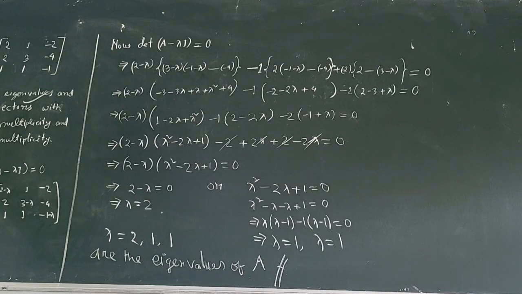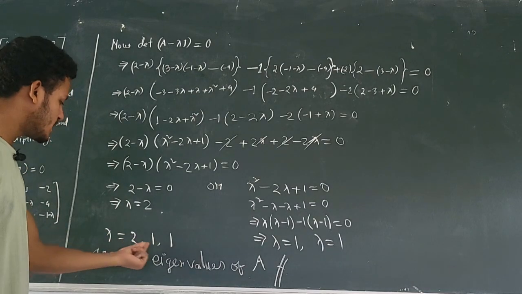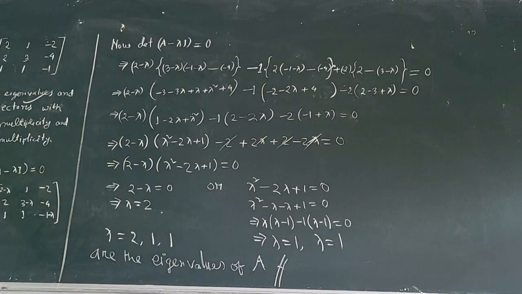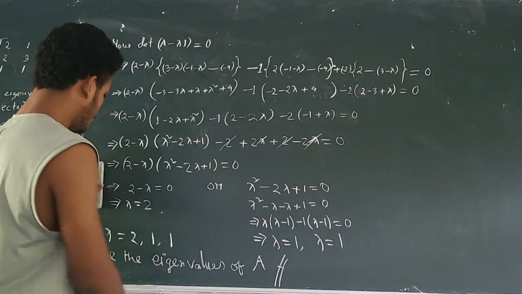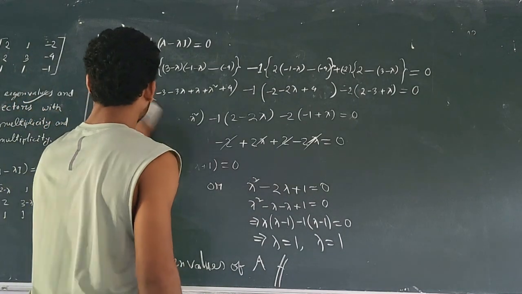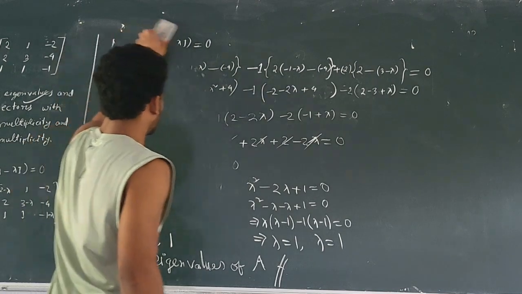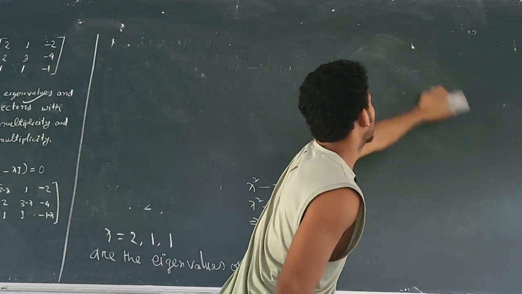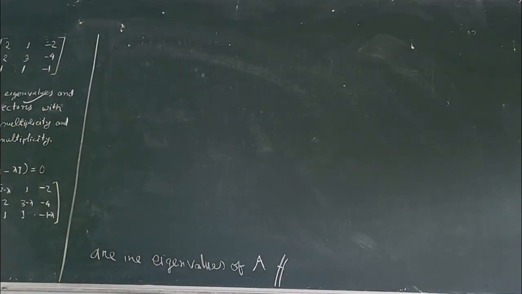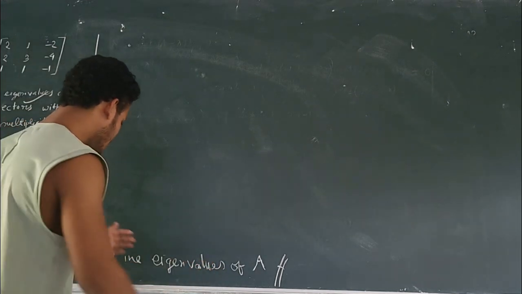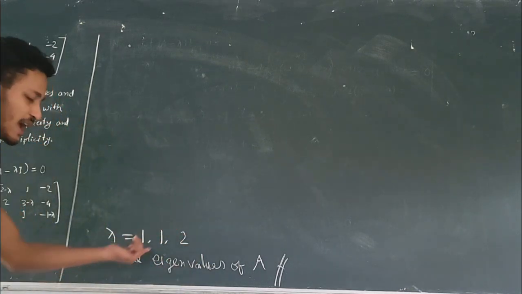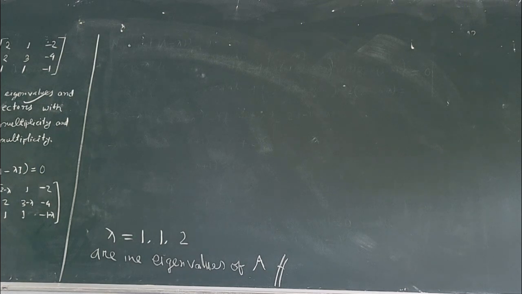Now we have to find eigenvectors. Corresponding to each eigenvalue, you will have an eigenvector. Now remove this. We need this. Take a screenshot, or you can write it in your copies. So these are the eigenvalues. I have removed lambda is equal to 1, 1, and 2. These three are the eigenvalues of this. So now we have to find eigenvectors.